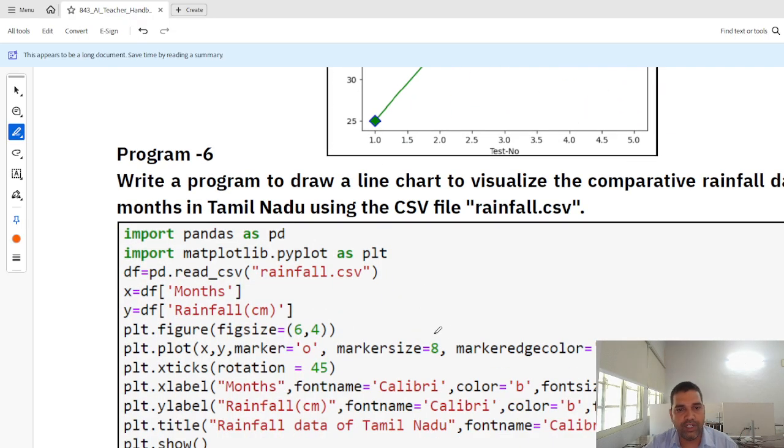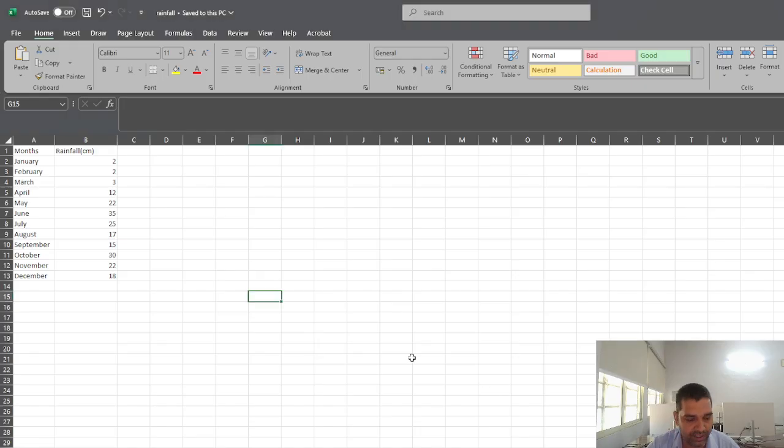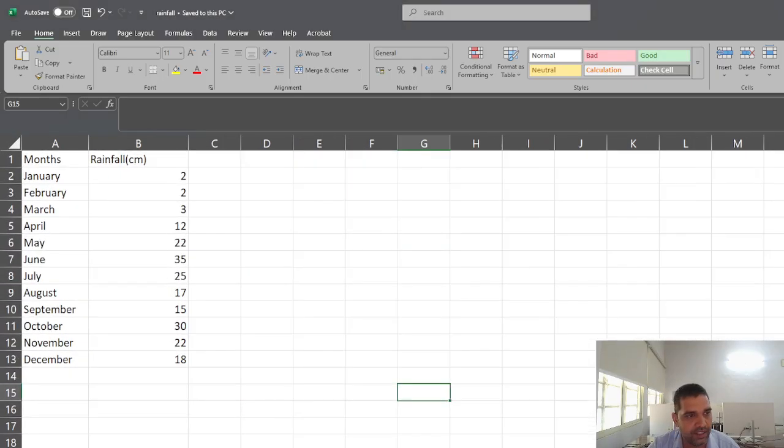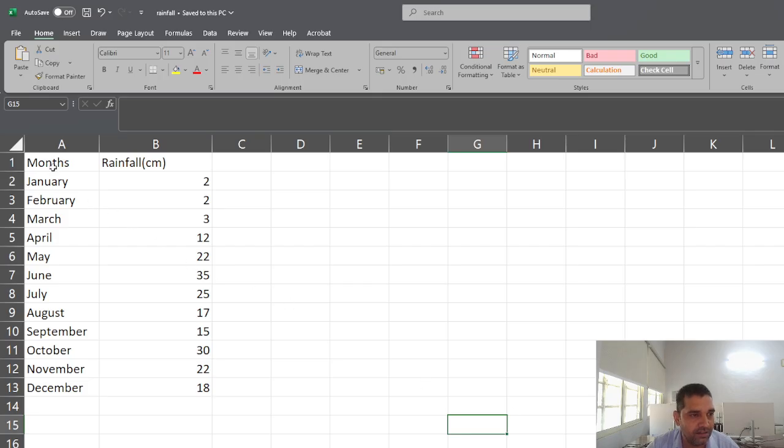Now the program to draw a line chart to visualize the rainfall data for Tamil Nadu. For this, first we create a CSV file in Excel. Just like you open this Excel, see, I have created this Excel file. Open Excel and write column names: first column month, second column rainfall. In the month column, write the month names January to December. In the rainfall column, write the rainfall in centimeters for the months, like 2 centimeters. After that, save this file with the name rainfall.csv.